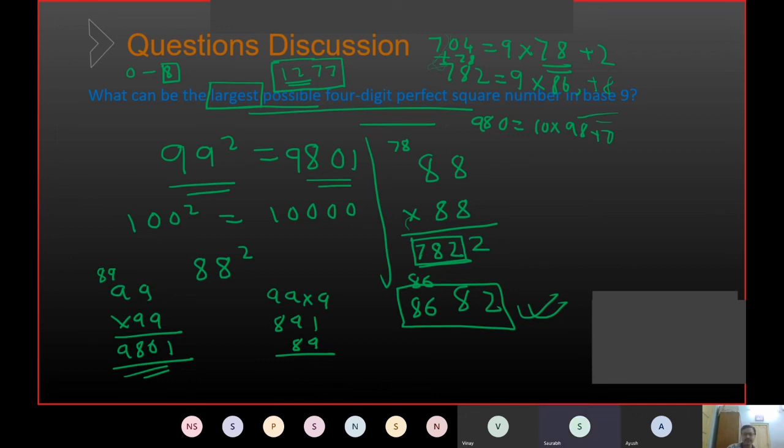Yes, yes. First I got 704. 704 is 9 into 78 plus 2. So I put 2 here, 78 carry over. Again 704 plus 78, that is 782. 782 can be written as 86 and 8. So 8682. This is the largest 4-digit perfect square, and you can see it's a very large number as well in the 4-digit numbers, given that you're only allowed digits from 0 to 8. Okay, clear?